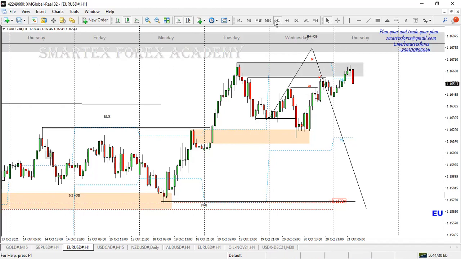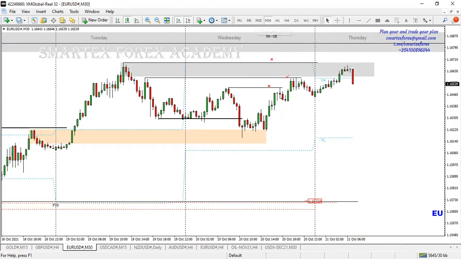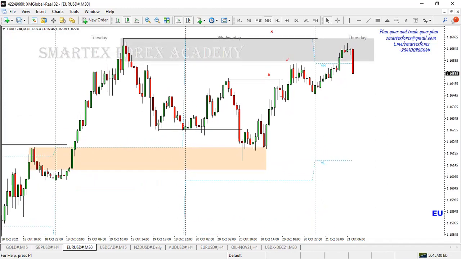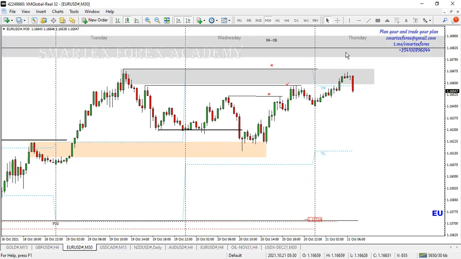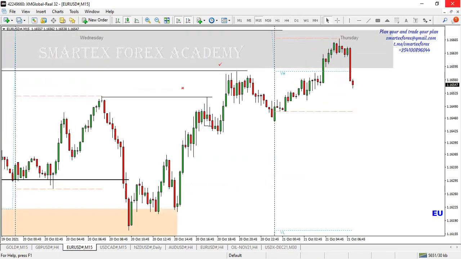Since the highs have been cleared, let's see. So the highs have been cleared, but this BMS is clear here, and the equal highs have been cleared. Then there's a possibility we get a reversal from here, but the high probability trade is from this zone. So let me see what we have in the 15 minutes time frame.